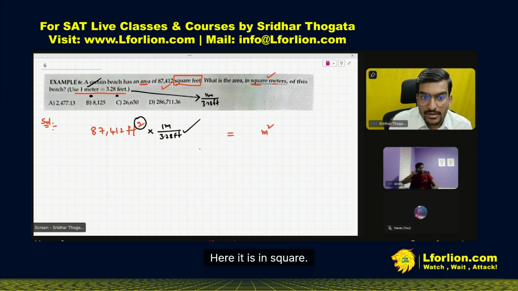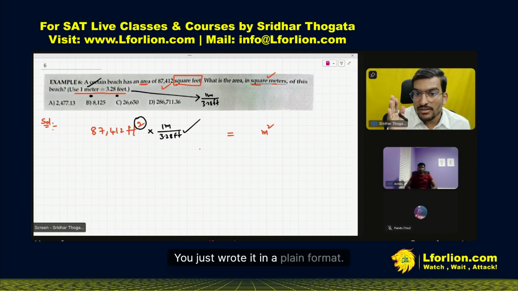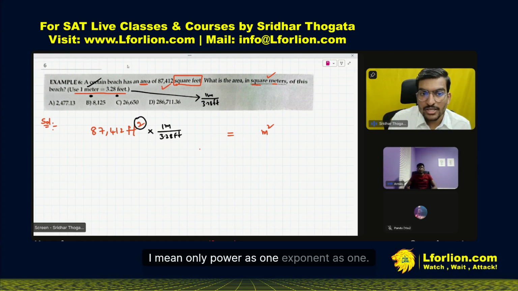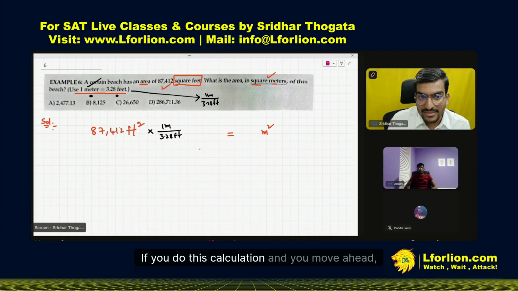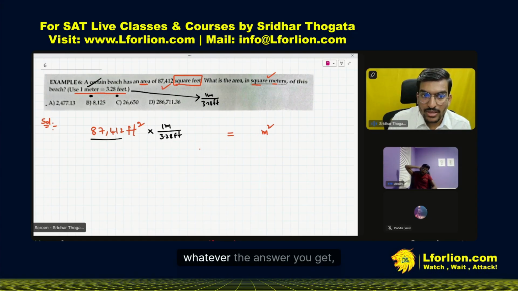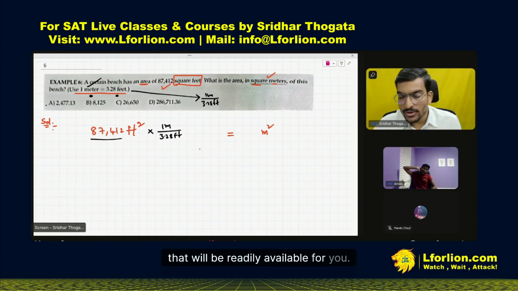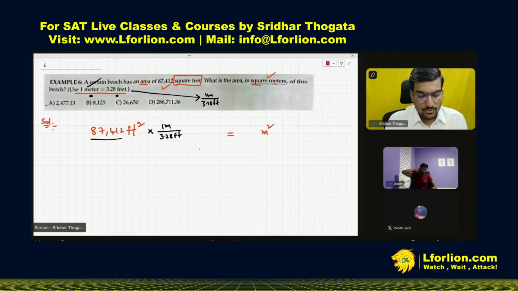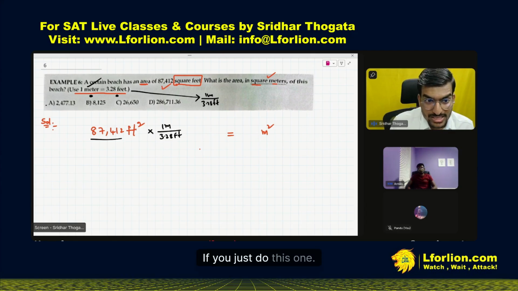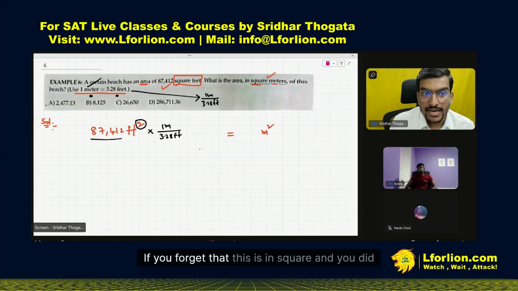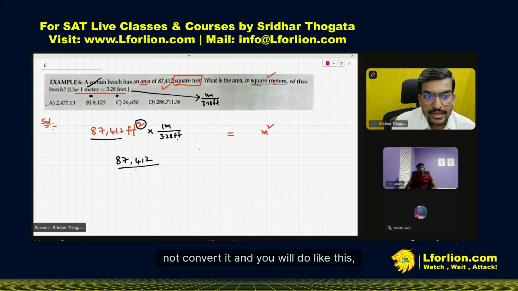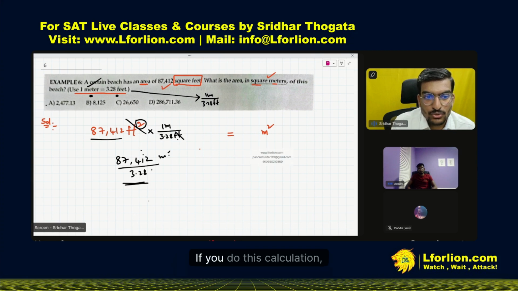Here it is in square. You just wrote it in a plain format, I mean only power as 1, exponent as 1. If you do this calculation and move ahead, whatever answer you get will be readily available for you. Like 87,412. If you forget that this is squared and you did not convert it, you will do 87,412 divided by 3.28 meter. If you cross out this and this and do this division, you get what?